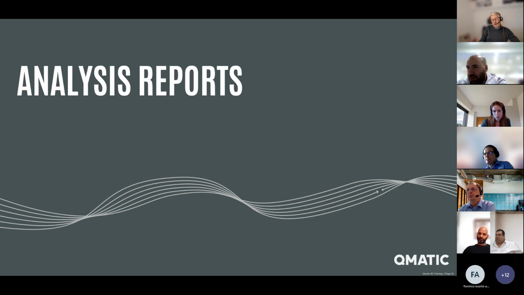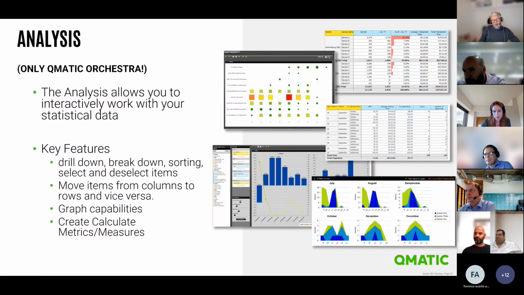So another way of looking at data is not using canned reports, which are designed, but using a tool like analysis reports. Analysis is only in Orchestra, by the way. I think I mentioned that already, but it is one of those tools where you can slice and dice your data. You can work interactively with your data. So you can drill down, break down, sort, select, deselect. You can ask those questions. So even if you see a number and think, that's a high number, where does that come from? You can much more easily make other selections or build a filter, and by that find the answer to your next question.